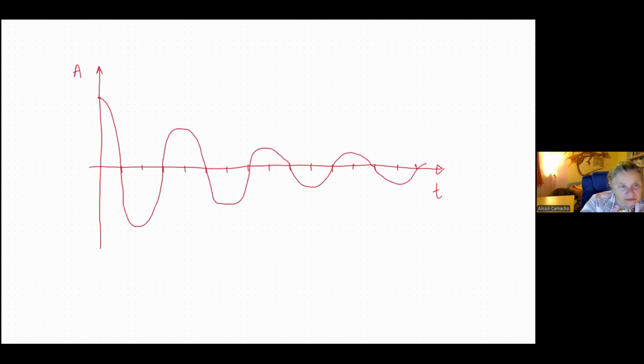If I draw the envelope, okay, so this line, that envelope, it's not very beautifully drawn, but that envelope is exponential. So this is an exponential decay, and so is this one. Okay.